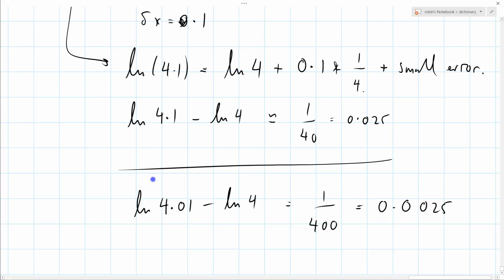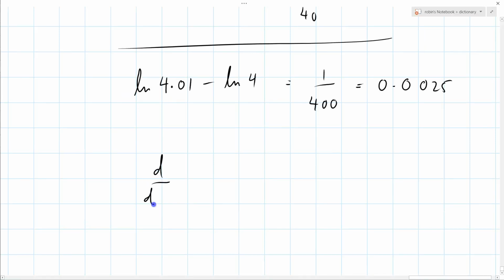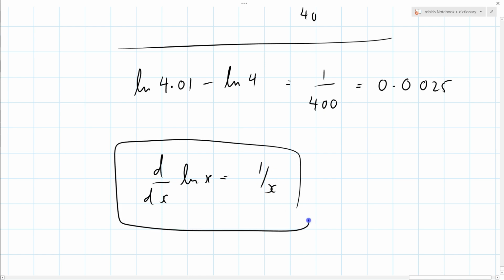I'm going to stop there. Actually, I'm not going to stop there. I'm going to say the differential of log x equals 1 over x, which rocks. Stop.